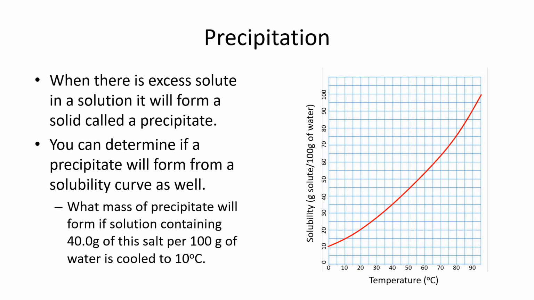So with the example here, it says what mass of precipitate will form if a solution containing 40 grams of this salt is cooled to 10 degrees Celsius. So we've got 40 grams at 10 degrees Celsius. So that's the amount that's in the solution. And all of this, right down to the saturation point, will precipitate. So it goes from 40 down to about 15 there. So that's the difference then, 25 grams of precipitate.